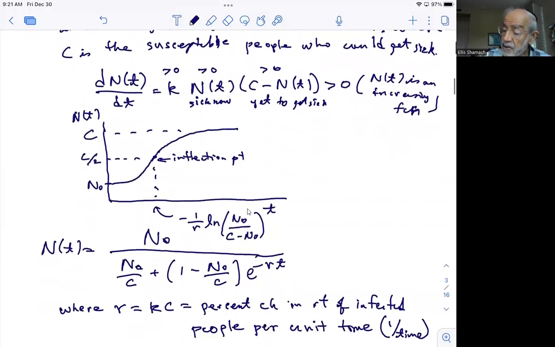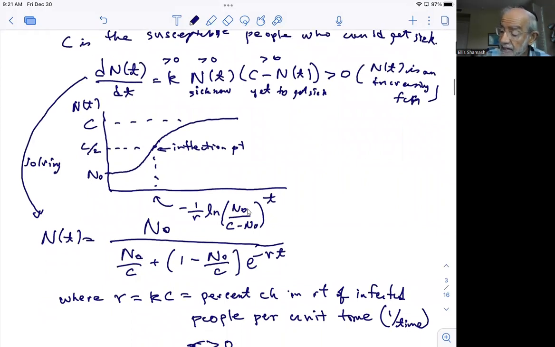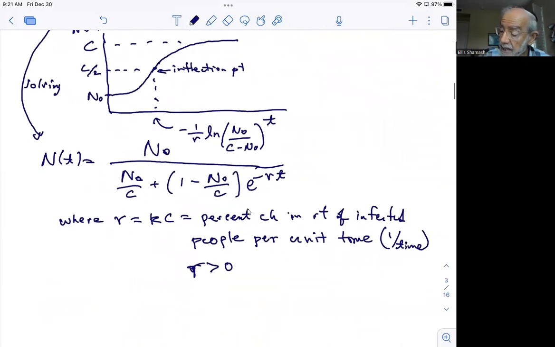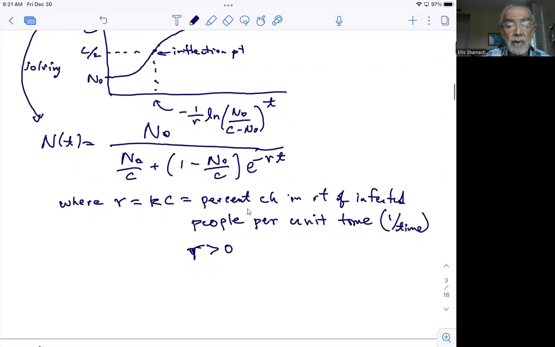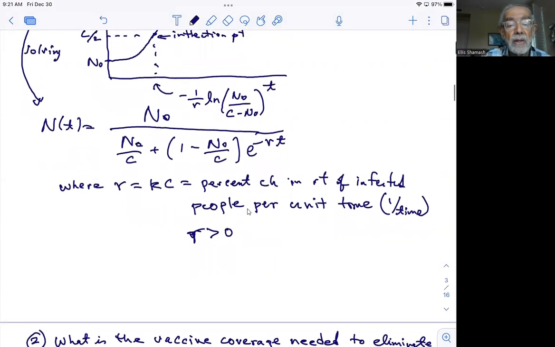And sure enough, when you go through the math and solve this equation, and we learn how to do that in the first class in differential equations, we find that this is the answer we get, where the R number now is a normalized constant, the product of the K number, the proportionality constant, and the number who could get sick. This is a quantity, the percent change in the rate of infected people per unit of time. And it's going to be a positive number.